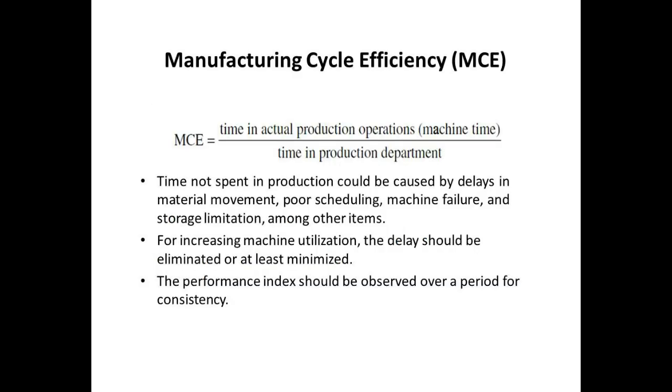There is another one, the manufacturing cycle efficiency. Because material handling equipment and systems are an integral part of the manufacturing system and the complete plant, they directly impact the manufacturing cycle efficiency. So you have to consider the machine time and the time in the production department: how much time a material takes in production and how much time you are practically working as a machine on this piece. That will tell you about the manufacturing cycle efficiency.